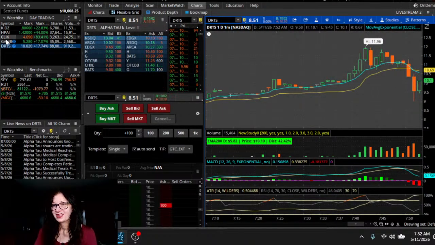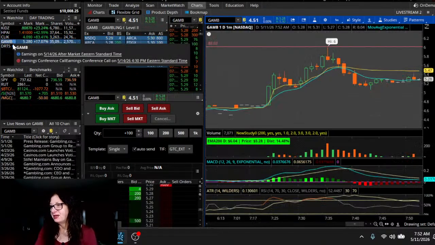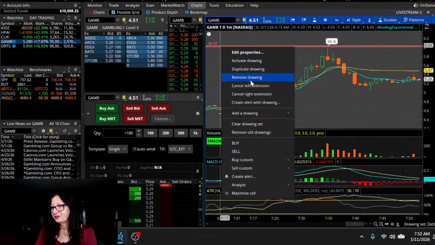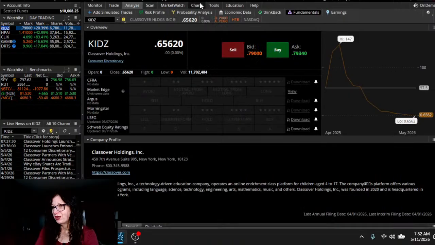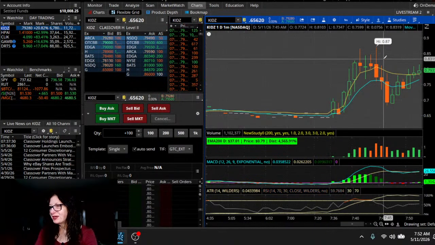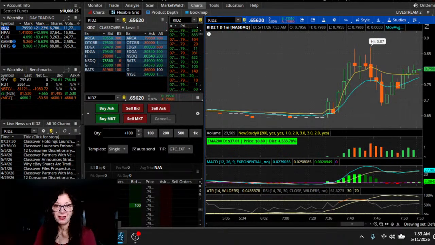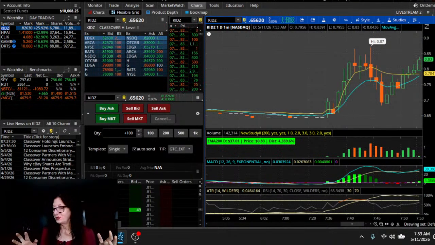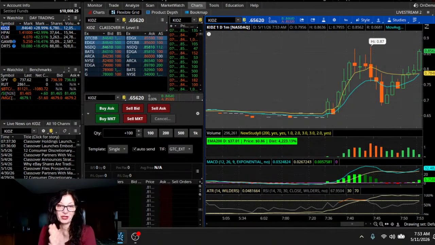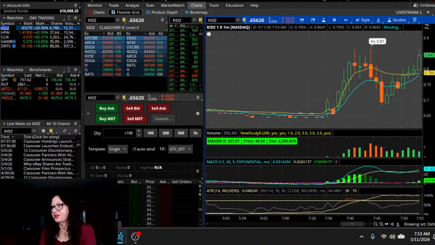All right, so CLIK below VWAP, GAMB also below VWAP, and KIDZ. Wow, okay. Let me just check hard to borrow on Thinkorswim. But all these topping tails, I don't like that. Guys, I would rather not trade at all today than take a trade that doesn't feel good to me. I'm being pretty conservative today. I want to see something really good.